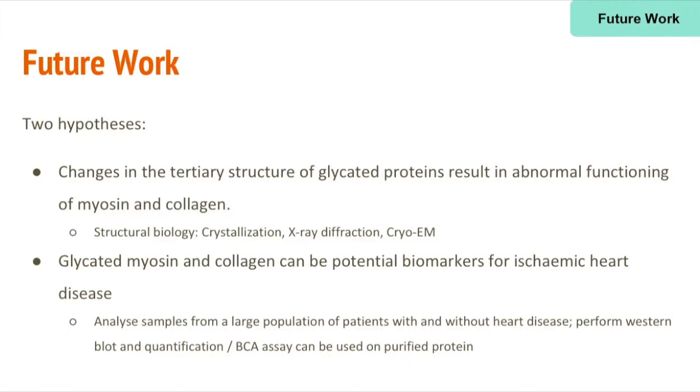Secondly, we can find out whether elevated levels of glycated myosin and collagen can be used as biomarkers for ischemic heart disease. To do so, we would analyze samples from a large population of patients with and without heart disease. Thereafter, we can perform a Western blot and quantify the amount of purified protein via BCA assay. Afterwards, we can compare whether there are significant differences in the amount of glycated myosin and collagen in patients with and without ischemic heart disease.